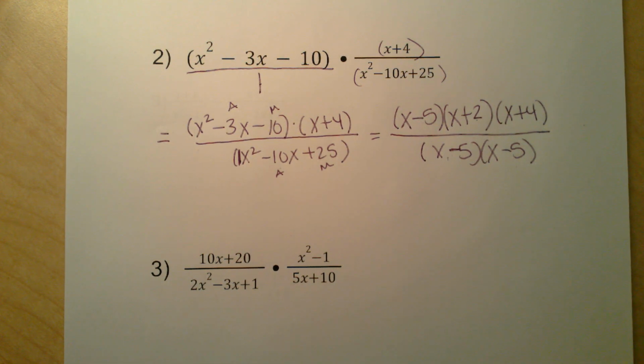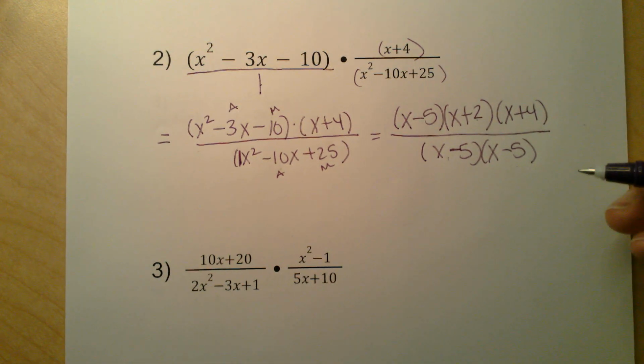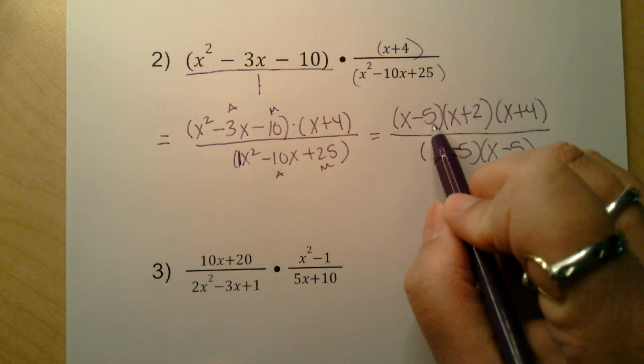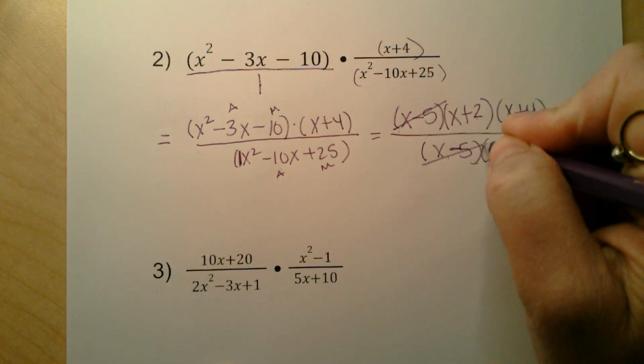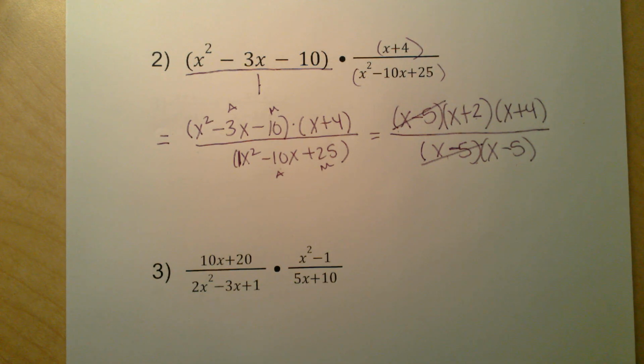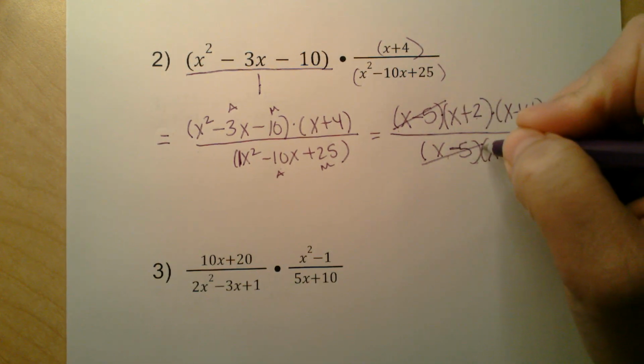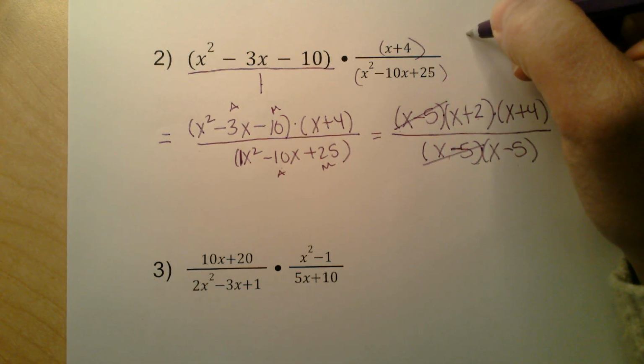So we need to find what's alike in the numerator and denominator, and we cross it out. So we see we have an x minus 5 here and an x minus 5 here. We can cross them out. The reason we can cross them out is because everything is linked by multiplication.